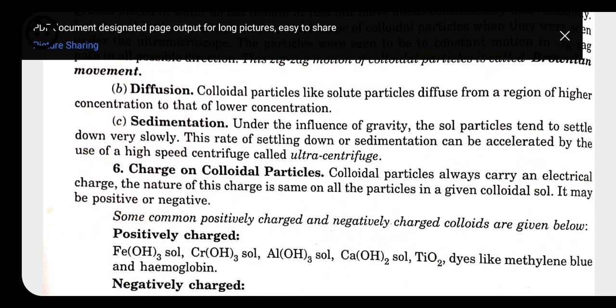Now, charge on colloidal particles. We have also studied that colloidal particles have charges, but two types of colloids we have discussed, that is lyophilic colloids and lyophobic colloids. Lyophilic colloids are neutral in nature, but lyophobic colloids have some charge. They may be positively charged and they may be negatively charged.